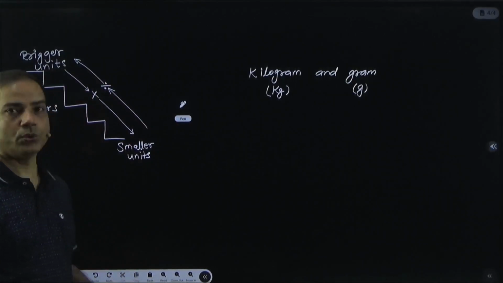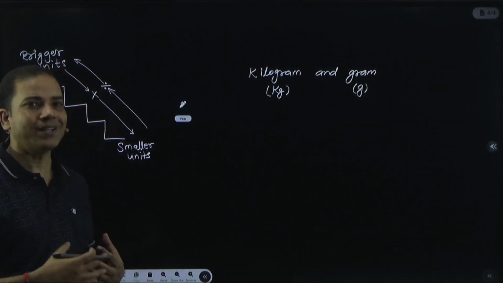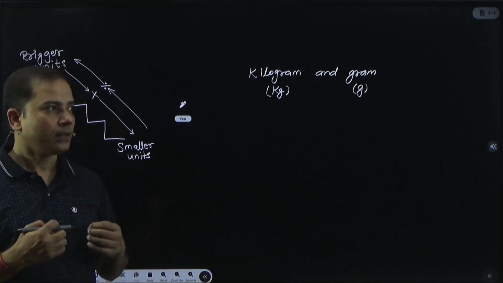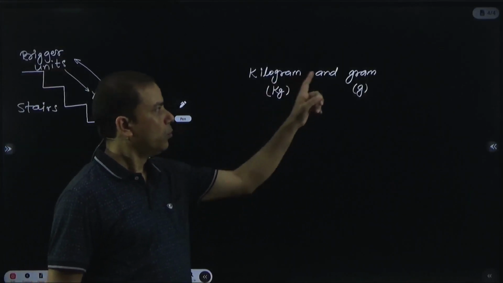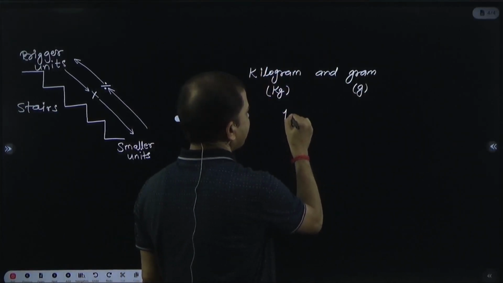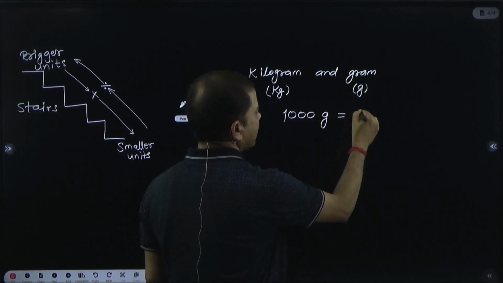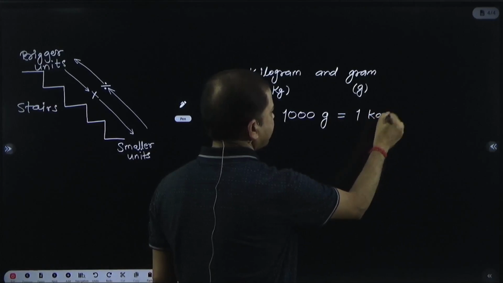Well, we want to change one to another. We need to know the relation between them. What is the relation between them? The relation is 1000 grams equals 1 kilogram.